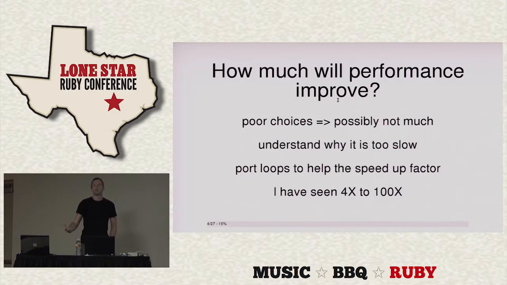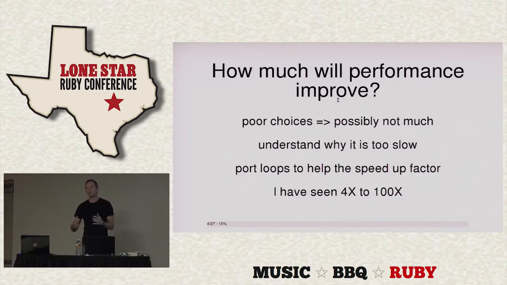If performance is the driver for you, what can you expect? Well, like in any code, if you make bad choices about how you architect it, maybe not very much. Probably a lot less than you were hoping for. That's why, when you start, you want to make sure you understand exactly what is slow, because that affects what you push into the C extension and how you define your interface. And the definition of the interface can have a significant impact on the performance of that extension.